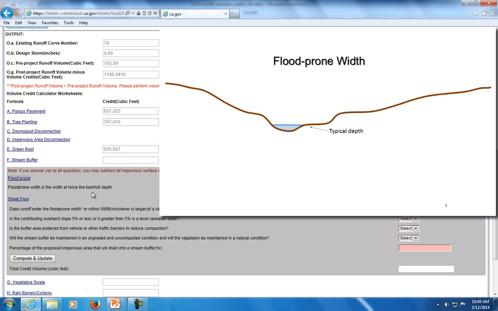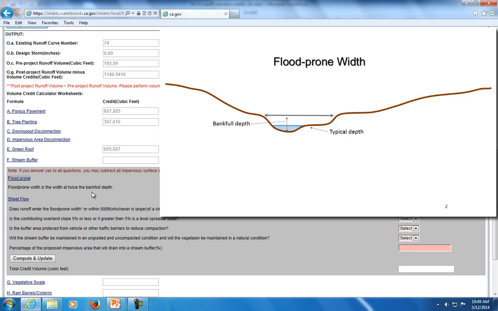Flood-prone width is the width at twice the bank-full depth. So if you look at a stream channel and you can identify the bank-full depth in the field, the bank-full depth is the depth of flow that's associated with the bank-full width of the channel. Bank-full is kind of a geomorphic term, and it really gets at the depth of flow that's responsible for channel form and function, and that's pretty variable. We have a whole universe of different stream types in California, and sometimes it's difficult to identify this in the field.